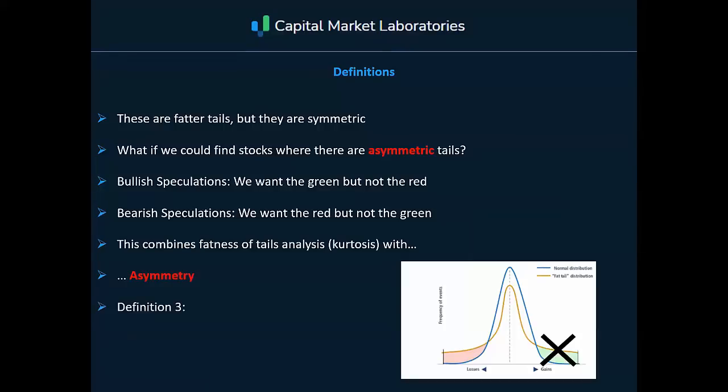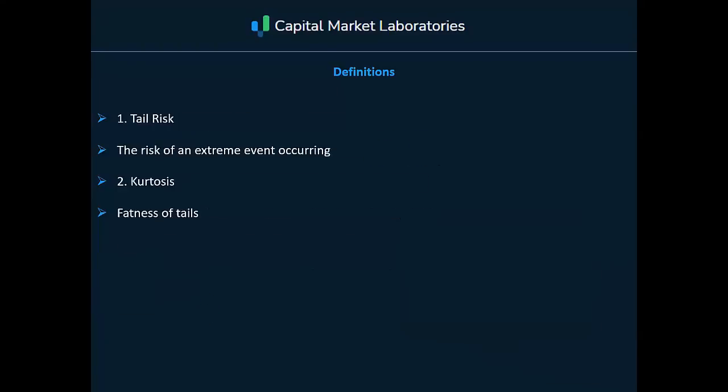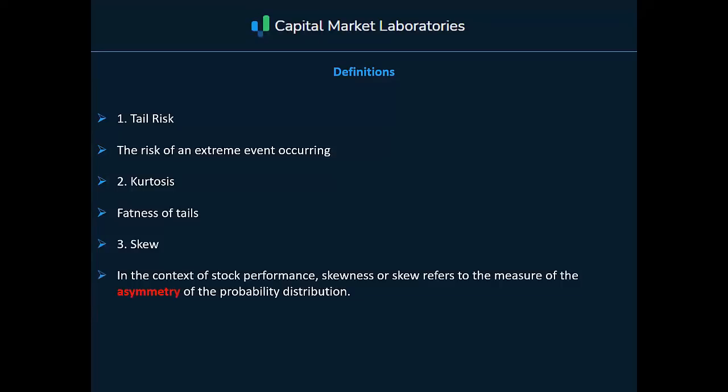So here's our third definition. Skew. Skew is a measure of asymmetry, or symmetry if you prefer. That's skew. So we have tail risk, which is the risk of an extreme event. We have kurtosis, which is the frequency of that extreme event. And then we have skew, which is the asymmetry. In the context of stock performance, the skewness or the skew refers to the measure of the asymmetry of the probability distribution. And as luck would have it, there are two kinds of skew: positive skew and negative skew.